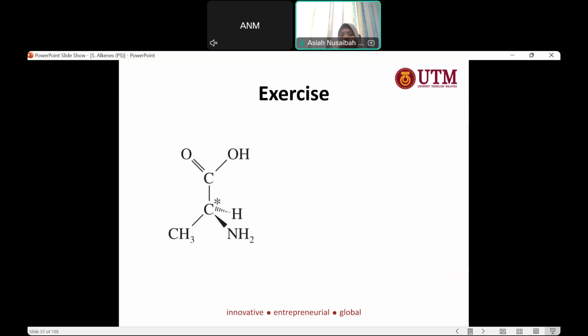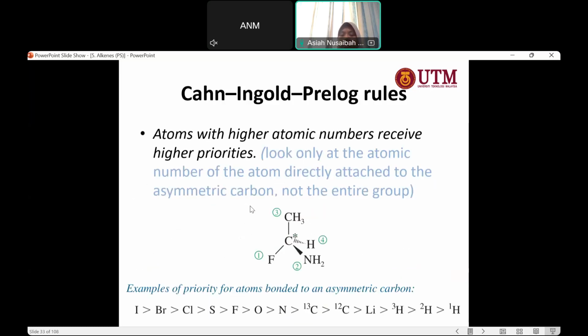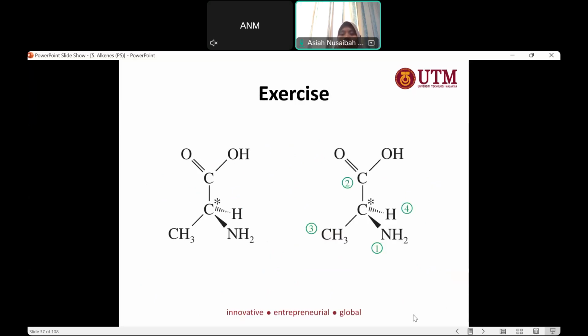So how do we work with this? Let's see the exercise. Remember all the ideas that we learned just now. We have this C. Remember the rules just now on the priority. We have here N, C, and H. Based on this one just now, N comes first, then C, then H. So here we have N first, then C, then H.